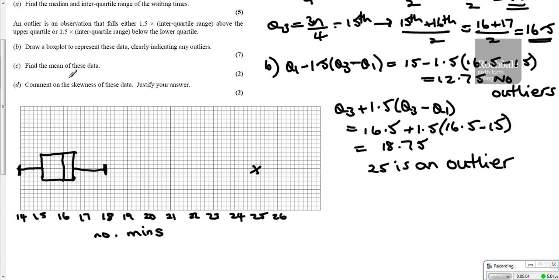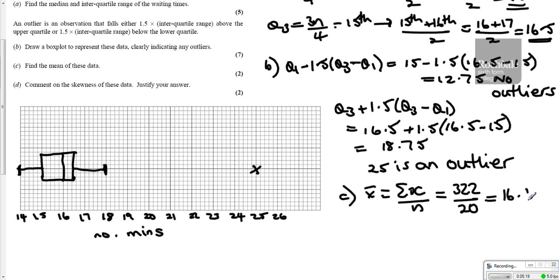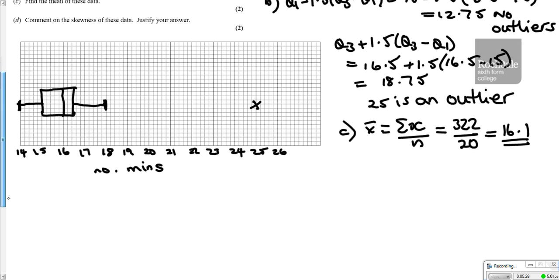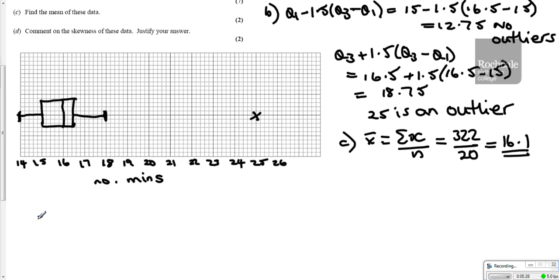Find the mean of the data. Well, you just add up all the items of data and divide by how many there are. If you add them up, you should get 322. Divide by 20. So the mean is 16.1. It then says comment on the skewness of the data and justify your answer. Now this is where you're getting into the A grade marks in the sense that it's only really the A and B grade candidates that manage to fully justify their answers on questions like this.